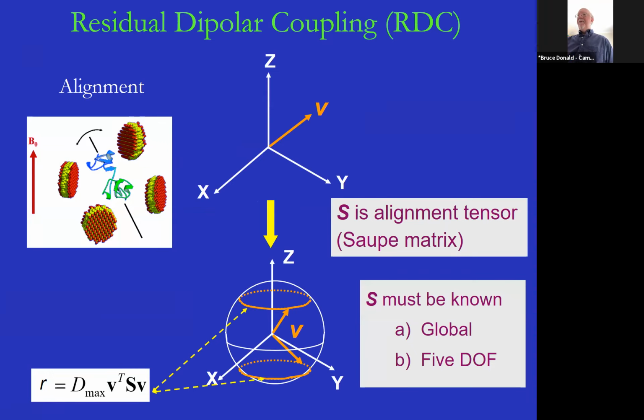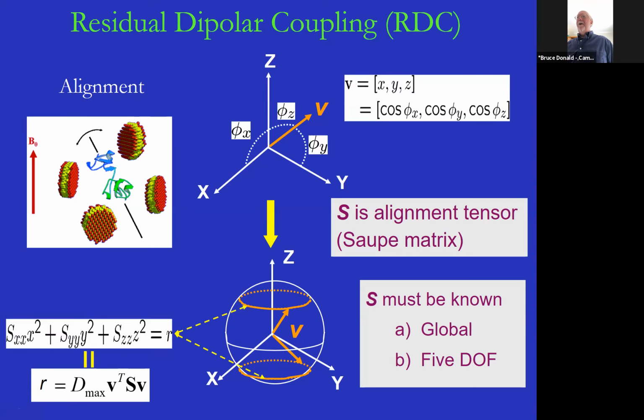You can visualize each of these as a sort of rotation matrix, but once you know S, if you've measured the RDC, this constrains V to lie on these curves drawn in orange. In order for this approach to work, you have to calculate S. But then it's global and it only has 5 degrees of freedom, as I indicated before. Why 5? It's 3 by 3, but it's traceless, so one element of the diagonal depends on the other 2 elements. And it's symmetric, meaning the off-diagonal elements are pairwise identical. So you only need 5 degrees of freedom.